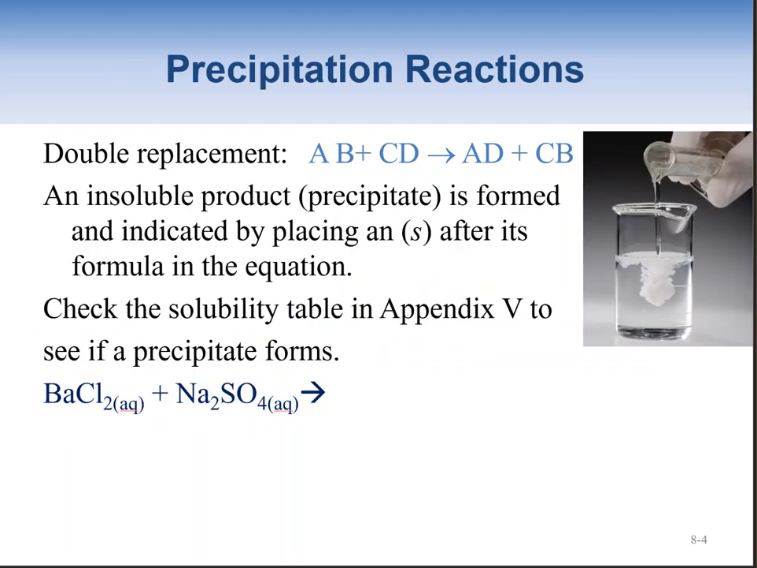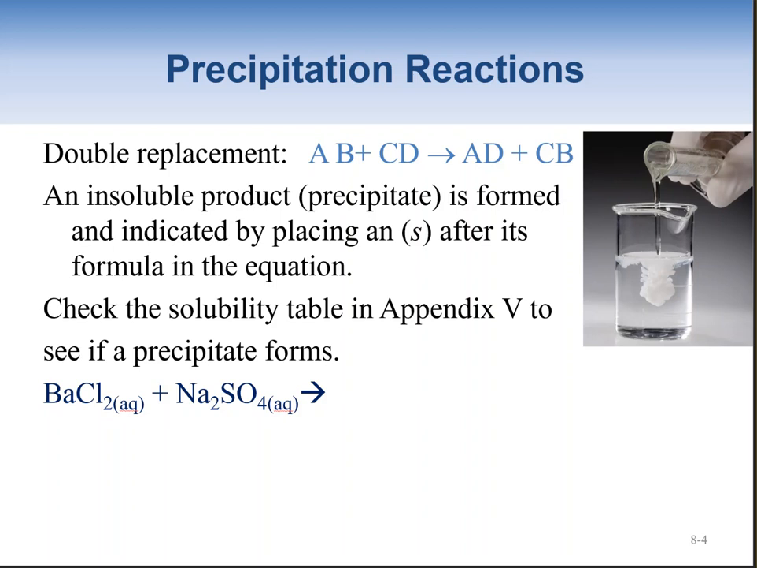The last type of double replacement reactions are precipitation reactions. When two aqueous solutions react, if a solid is formed from that reaction, that solid is called a precipitate. So any formation of a solid in chemistry is called a precipitation, and a solid product is called a precipitate.